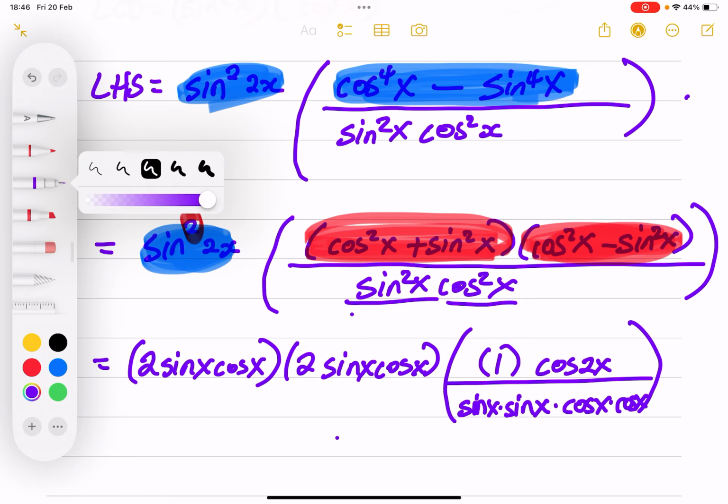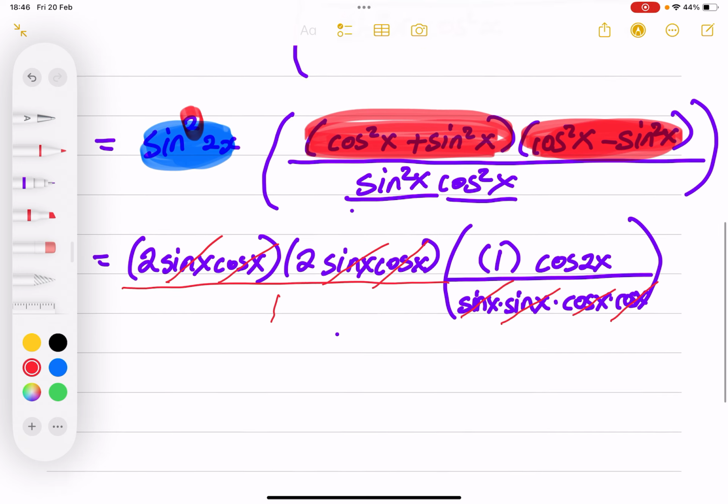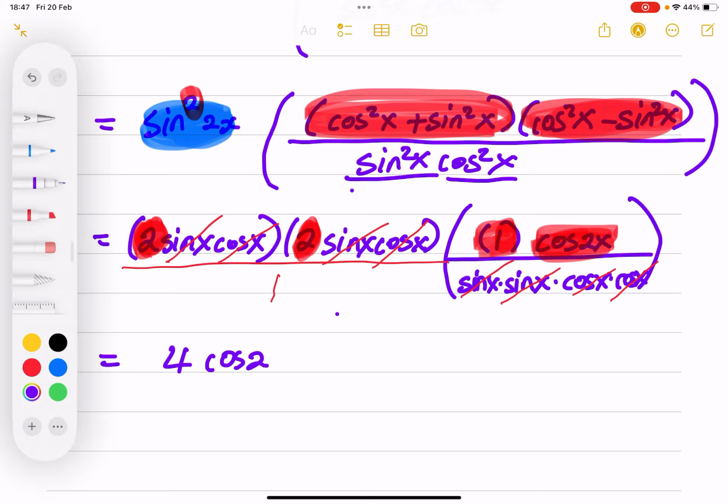Now we can cancel some things here. This will cancel with that, because remember this is over 1. So the sine x will cancel with the sine x. The cos x on top cancels with the cos x at the bottom. The sine x cancels with the sine x. And then you can see now that we are only left with 2 times 2 times 1, that is 4, times cos 2x. So you can see that the answer will be 4 cos 2x.